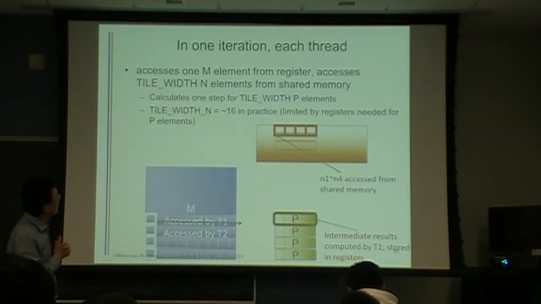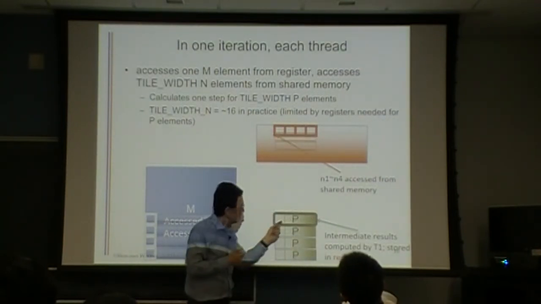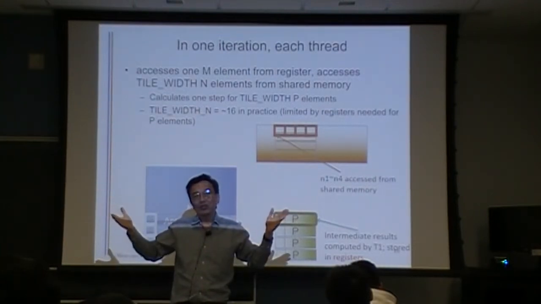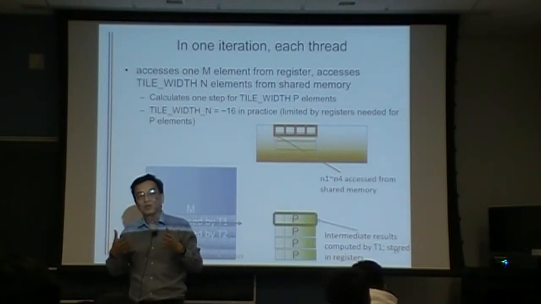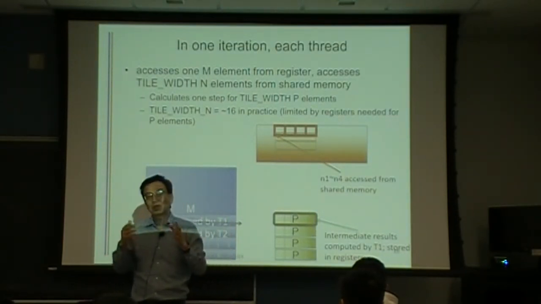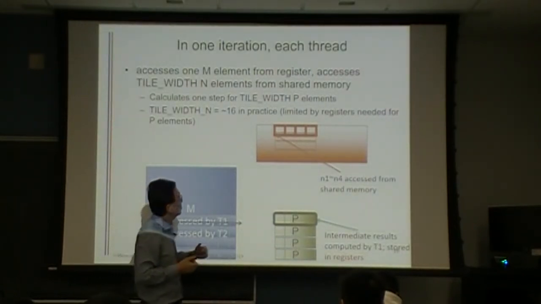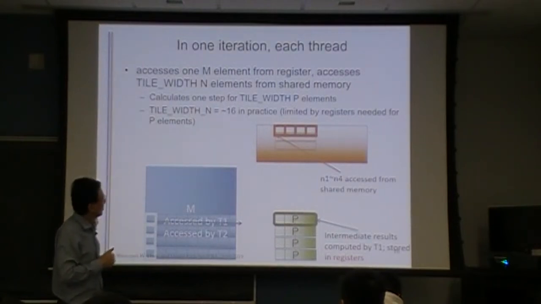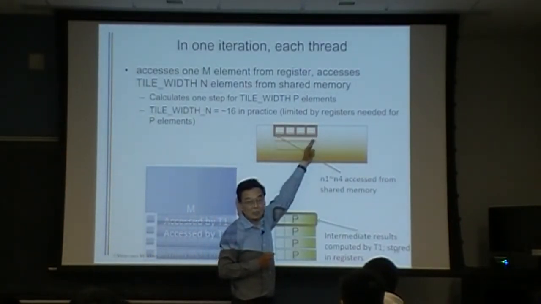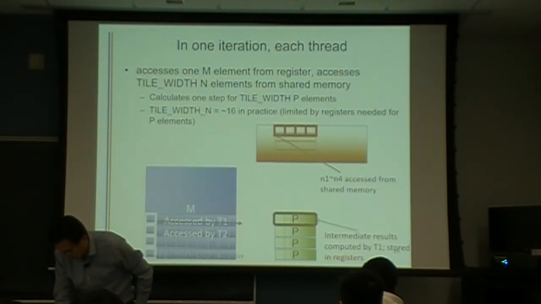So the tile width N, in practice, will be about 16, because you need to keep all the P elements in the same thread's registers, right? The number of registers is still limited. In practice, it's very hard to use more than 16 registers in each thread, and it will add up very quickly. On average, you can probably use somewhere between 10 and 20 registers in high performance CUDA code. So each thread uses probably about 16 registers in practice. That's why you have a limited number of elements in this direction. So this tile width is usually about 16 or so. It could be 8, it could be a little bit more, but not very different from 16.